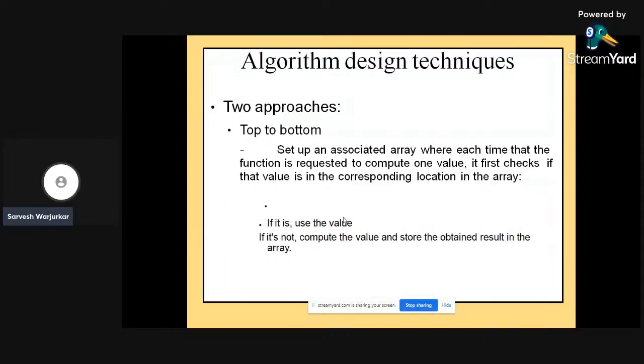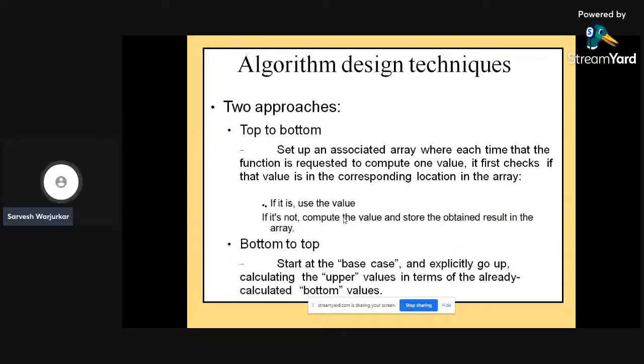But what is that top to bottom and how does it work? The top to bottom approach sets up an associated array. Each time the function is requested to compute any single value, it first checks whether the value is in the corresponding location in the array or not. If it is, it uses the value. If it is not, it computes the value and stores the result in the particular array which is given to you.